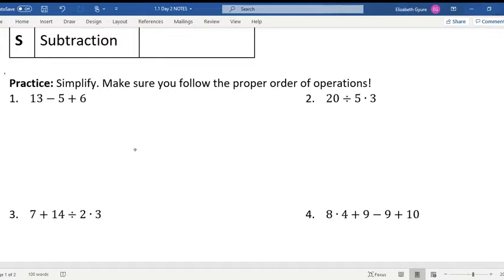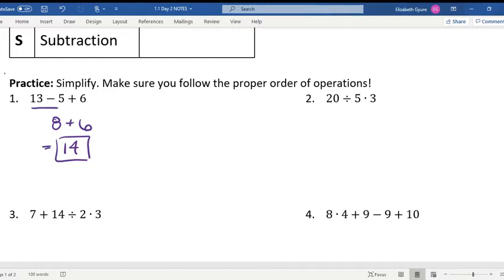So we're going to first do our 13 minus 5. What's 13 minus 5 going to give us? 8. Good. And then we're going to have 8 plus 6. And then at that point, do we have to worry about any more order of operations? No. What's 8 plus 6 going to give us? 14. Good. Good job, Bailey.